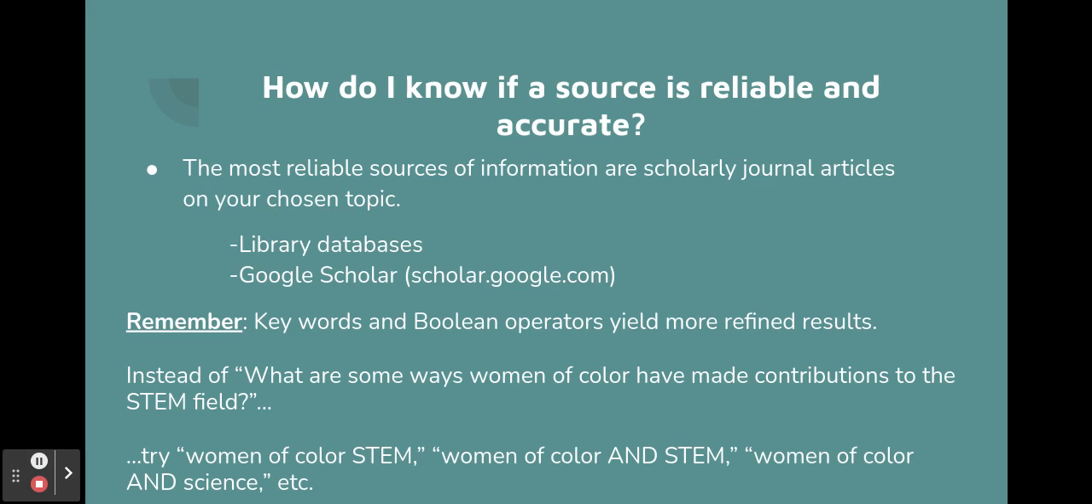If you do not have access to paid databases or they're not yielding the results you want, you can also use Google Scholar to find scholarly articles about your topic. Simply type scholar.google.com into your browser and it takes you to this more refined search engine.